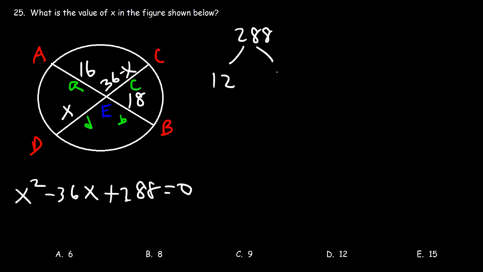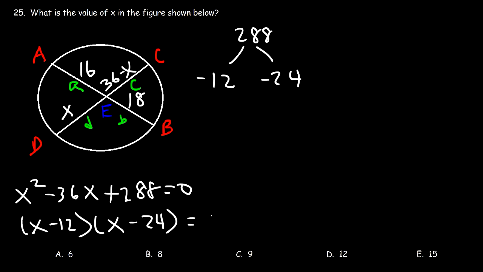This is going to be 12 and 24, but both have to be negative. Negative 12 times negative 24 is positive 288, but they add up to negative 36. So it's going to be x minus 12 and x minus 24, which means x can be equal to 12 or 24. It really doesn't matter.